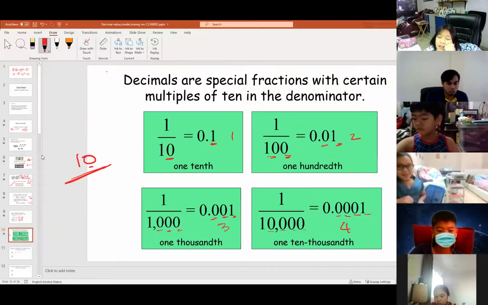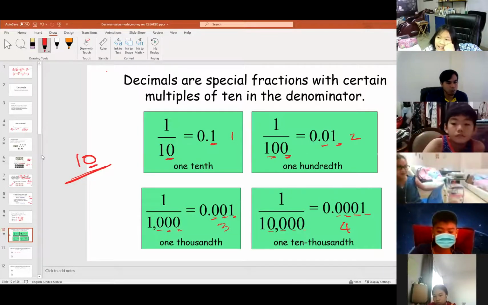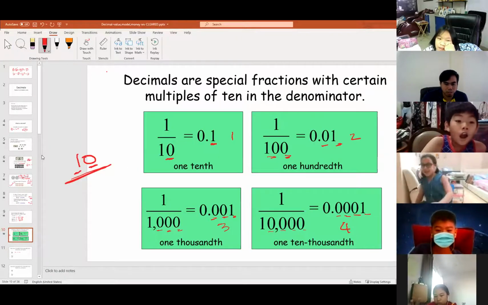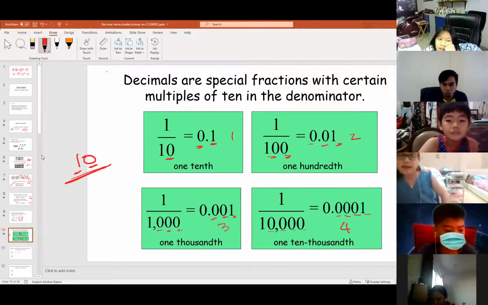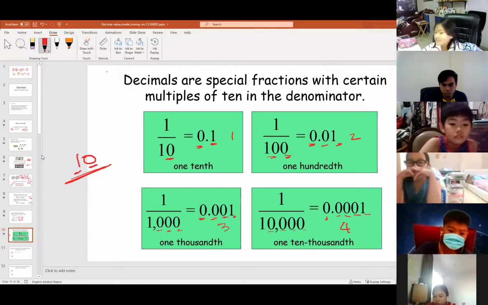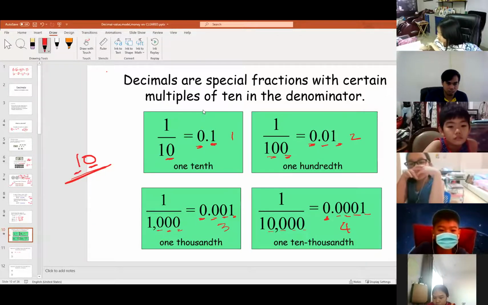Zero, that's the ones, right? That's the ones. How about the tens? One, right? In this case, I will show you an example. In this case, the ones are the 0. It all begins here, in the 0, the ones place. The tens are the one that comes after in decimal place.